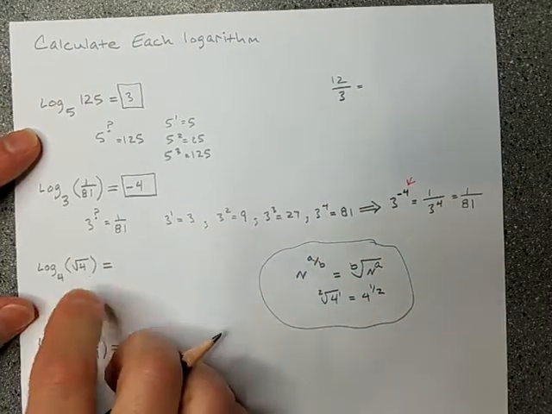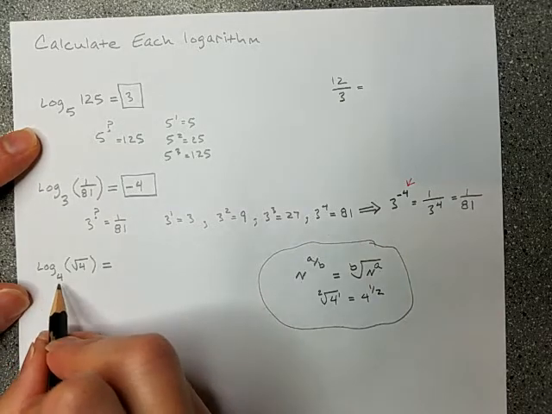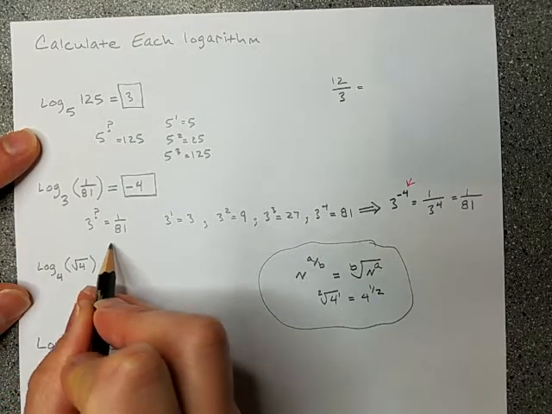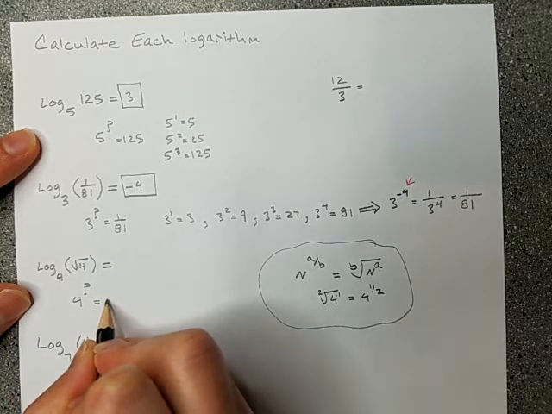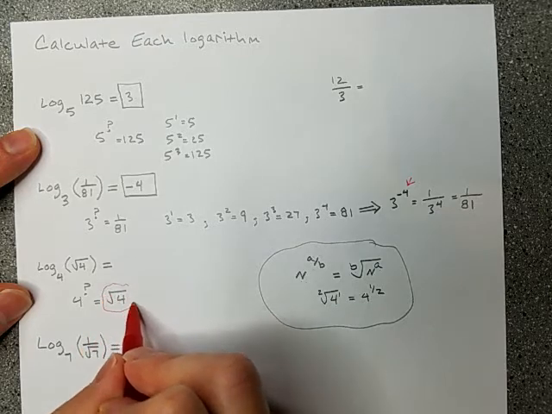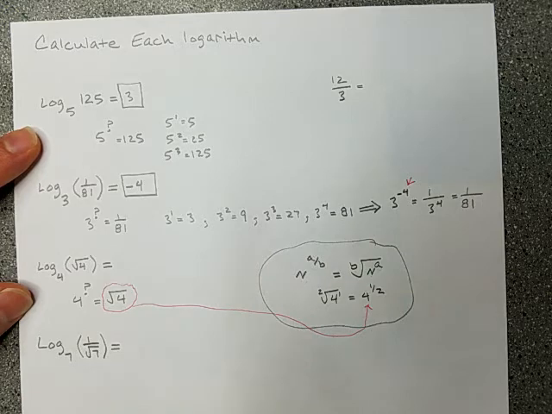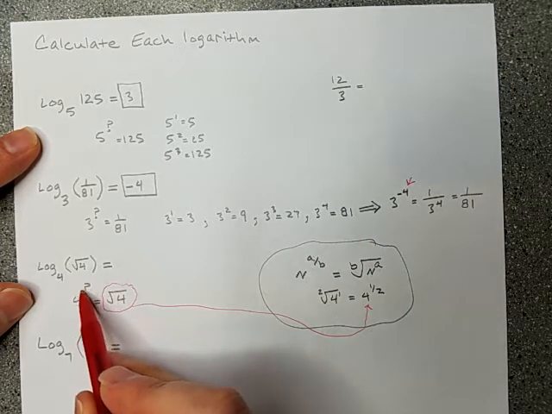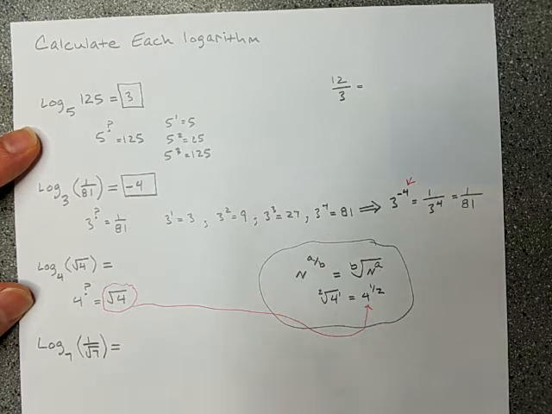Okay? All right, so let's see then. What is this question asking us? It says 4 raised to what power will give you the square root of 4? Well, I just pointed out to you that root 4 is the same thing as 4 to the 1/2 power. So the power you raise 4 to get root 4 is 1/2. Okay, so there's our answer. It's 1/2.